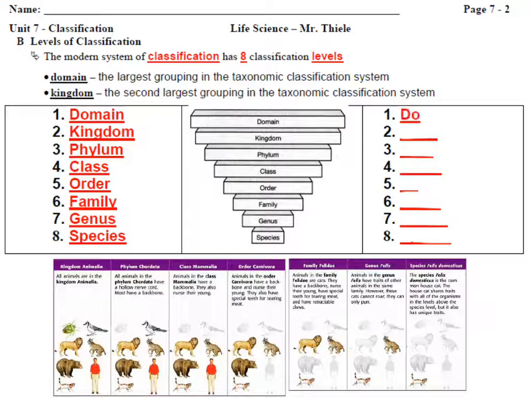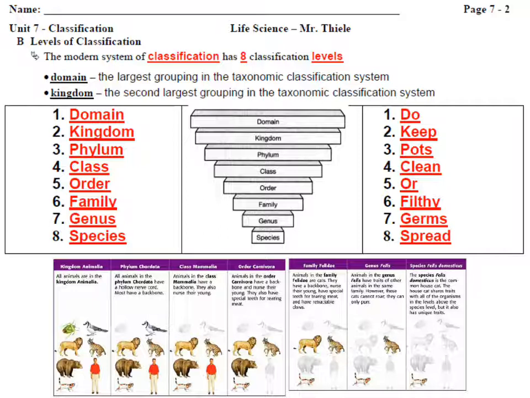Her mnemonic is: Do keep pots clean or filthy germs spread. So this is a good mnemonic because it actually makes sense. You have do for domain, keep for kingdom, pots for phylum, clean for class, or for order, filthy for family, germs for genus, and spread for species. Do keep pots clean or filthy germs spread.